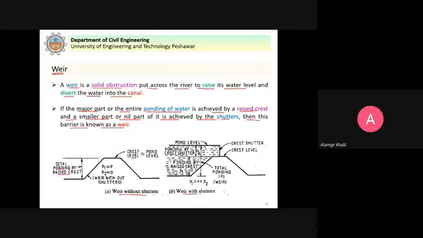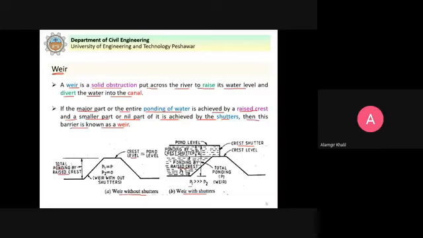When we have a weir with shutters, you can see here that a shutter is provided. So in this case, maximum ponding is done by the raised crest. You can see here P1 is the ponding that is done by the raised crest of the weir. So that is P1.